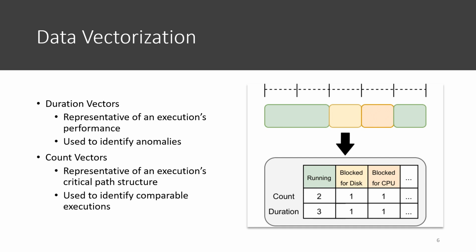Count vectors are also created. They're very similar to duration vectors, but instead of representing the total time an execution spent in each of the states, it just counts the number of times that that execution entered one of those states. This is representative of the execution's critical path structure, and it's what we use to identify comparable executions.